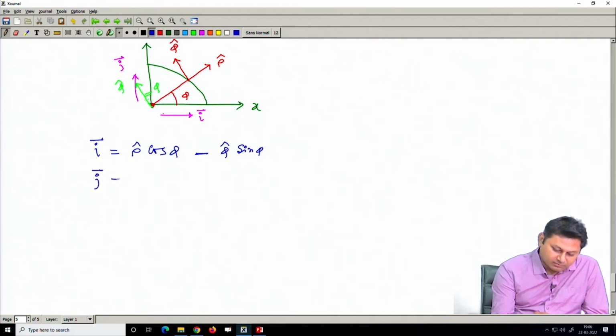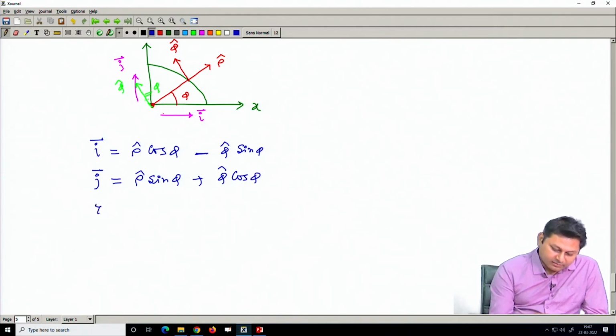Okay. What about the decomposition of the j component? This is straightforward. j is along this direction. I can decompose it along rho. So, if I do that, then it should be simply rho, and this angle is phi. So, that means it is sin phi, plus if I decompose along phi direction, it should be phi, and this component is simply cos phi.